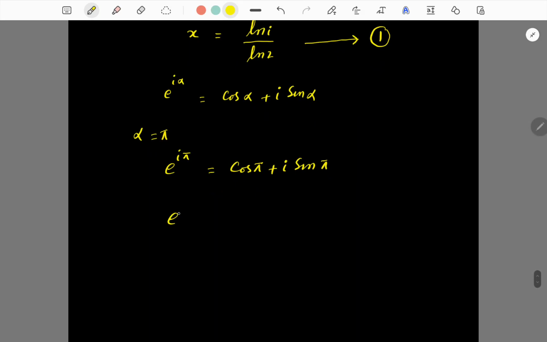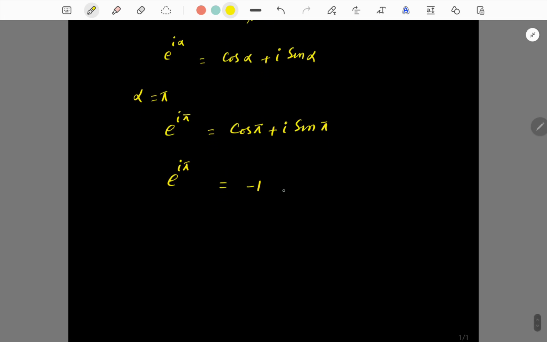and here e power iota pi is equal to -1, as sin pi is equal to 0, so this complex part will become 0, and cos pi is equal to -1. So this is e power iota pi is equal to -1. We can write this one as e power iota pi is equal to iota square, because iota square is equal to -1.